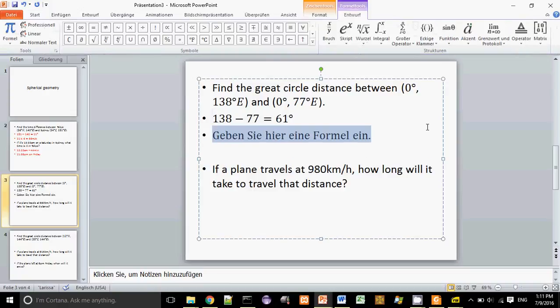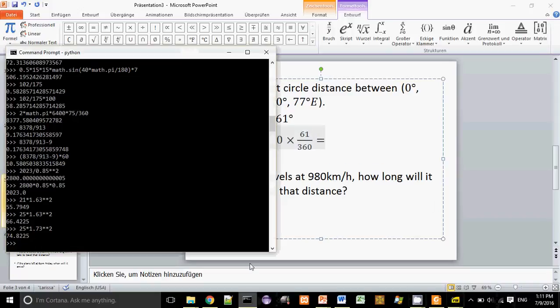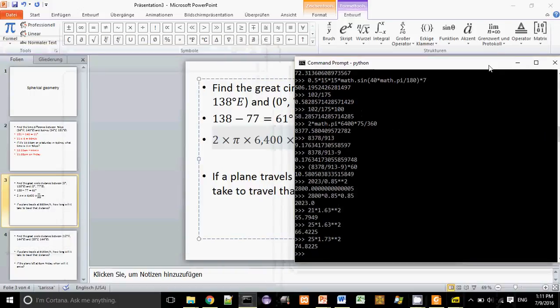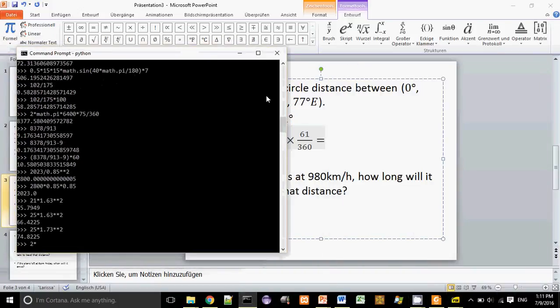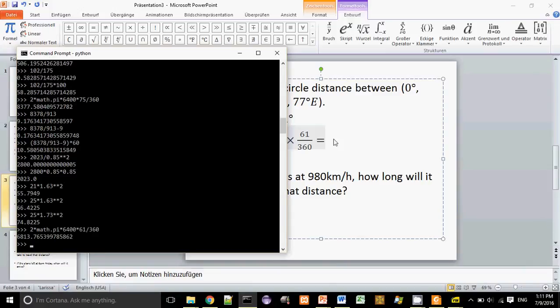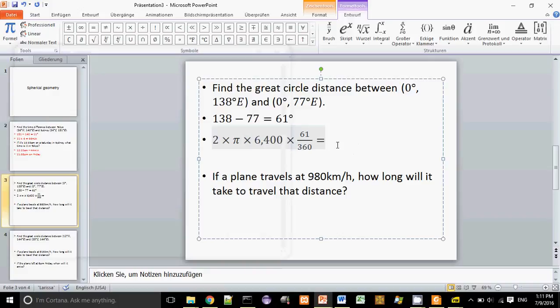To convert that to a distance, remember the circumference of the Earth is 2 pi r, or for any circle 2 times pi times the radius, about 6,400 kilometers. Then we're going to multiply that by this fraction, 61 out of 360. The first part's easy. Times 61 over 360. That gives 6,840. Just round it up to the nearest kilometer.